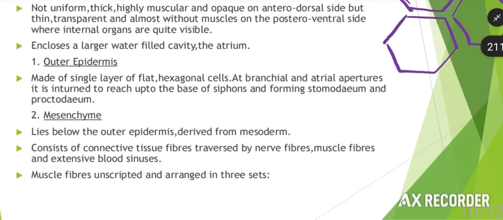Mesenchyme lies below the outer epidermis, derived from mesoderm. Mesenchyme एक लेयर होती है जो कि mesoderm से बनी हुई होती है and it lies below the outer epidermis. It consists of connective tissue fibers traversed by nerve fibers, muscle fibers, and extensive blood sinuses.